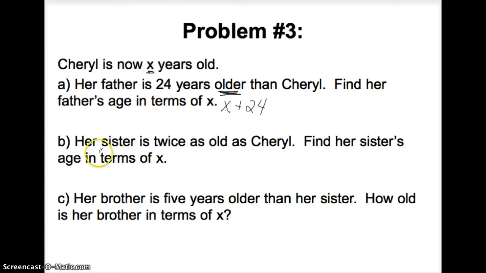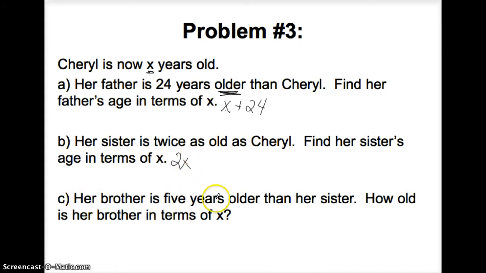Whatever her age is. So part B. Her sister is twice as old as Cheryl. Find her sister's age in terms of X. Again, we don't know Cheryl's age, it's just X. So her sister is going to be 2 times as old as Cheryl, or twice. So that means 2 times X, and we can just write it as 2X because we know that that means 2 times X.